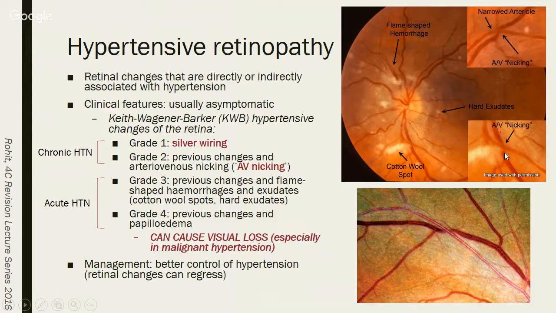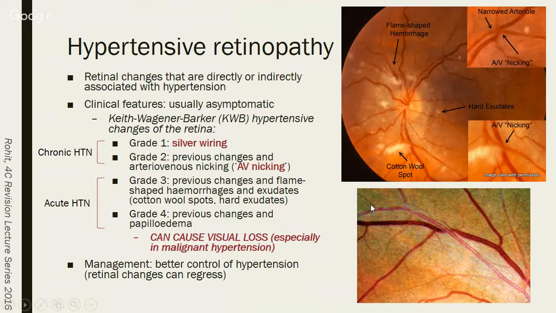So this is a vein here, and this is an artery here. The artery is really stiff. It's kind of blocking the vein in one area, so the vein looks like it's nicked off at one part. That's AV nicking. These two things are characteristic of chronic hypertension.